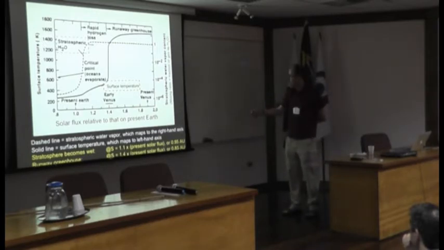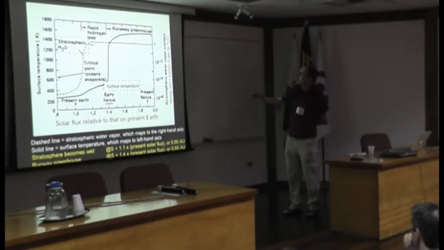This is the solar flux relative to present Earth, which is unity. So this is 20% more solar flux, 40%. Present Venus is almost twice as much flux from the sun as the Earth. And this is early Venus. Early Venus was about here because the sun was fainter, and it's right on the edge. So this solid line maps to this axis, surface temperature.